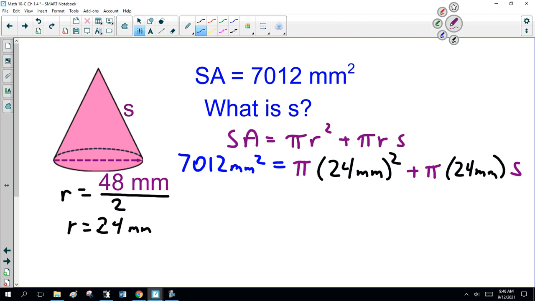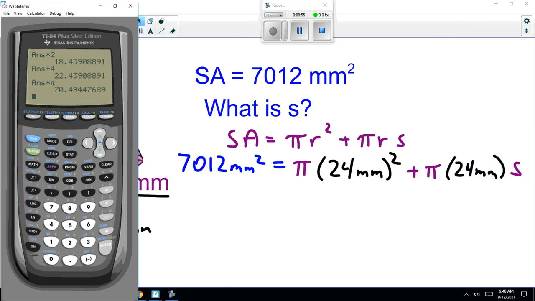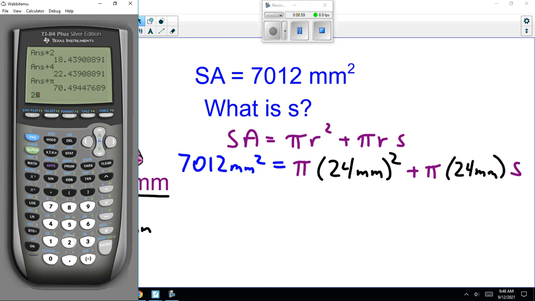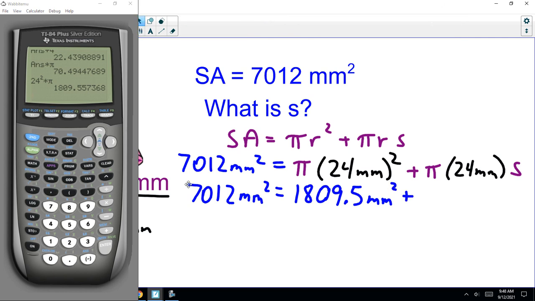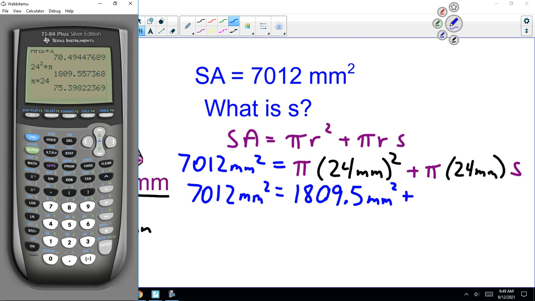Now there's more than one way to solve this. The easiest way, I think, to solve this would be simplifying first. So, pi times 24 millimeters squared, 24 squared times pi is 1809.5 millimeters squared, plus, now pi times 24 is approximately 75.4 times S.